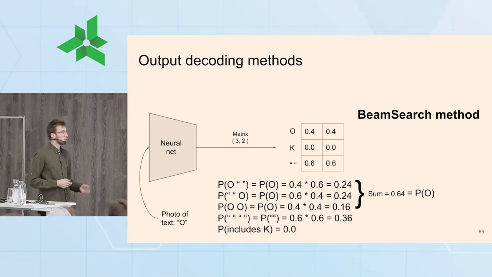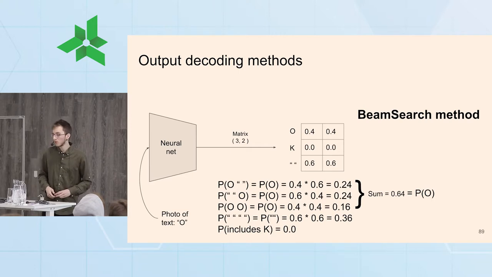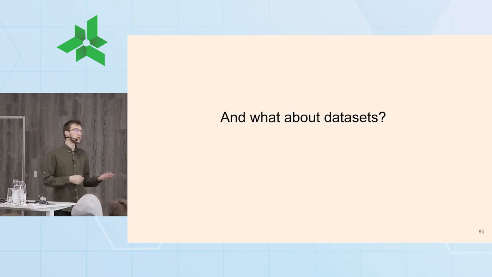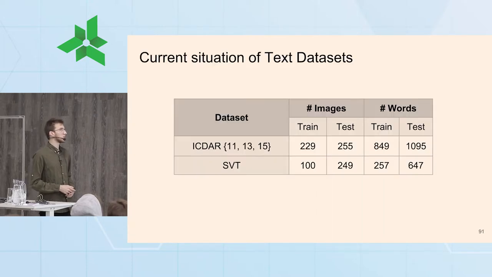But what we need to mention here is that when we collapse and strip, the probability of O blank is the probability of O. The probability of blank O is also the probability of O, and the probability of OO is also the probability of O. We need to sum this up. And when we sum up, the probability of O appearing on the image is 0.64. That is much bigger than 0.36, which we said before. So we are doing something wrong.